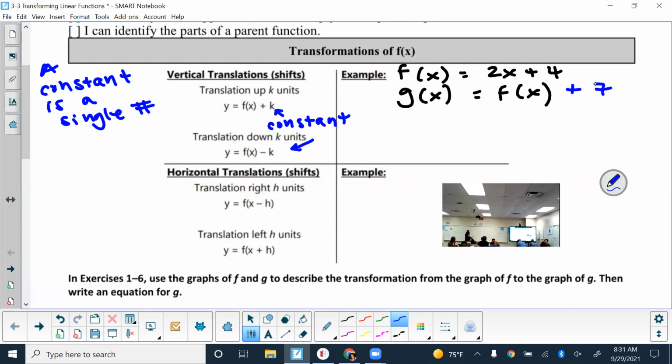All right, I heard 7 first. So g of x is f of x plus 7. Without even plugging in f of x, I know that the graph moves in what direction? It moves up because the k is positive, the constant is positive, and it moves up by how much? Good. So this moves up by 7.